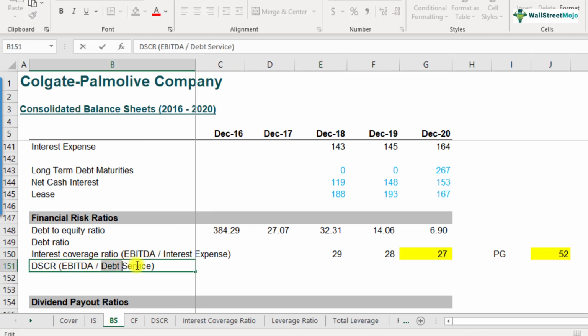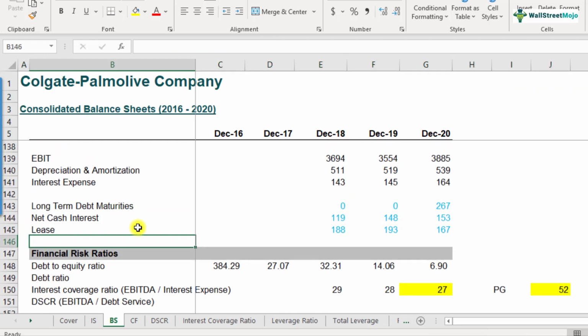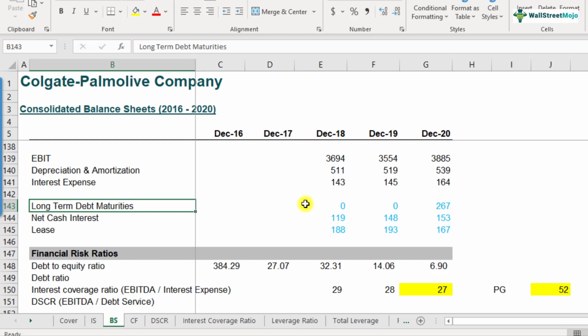Now let's go to the debt service part of it. Debt service includes three things: interest expense, principal repayments, and leases. These three things we have provided in rows 143 to 145. Long-term debt maturities are nothing but your principal repayments. You find these numbers in the SEC filing. Usually there's a table where they give you the pending payments for the next 4 or 5 years. That's where you will find this kind of data.